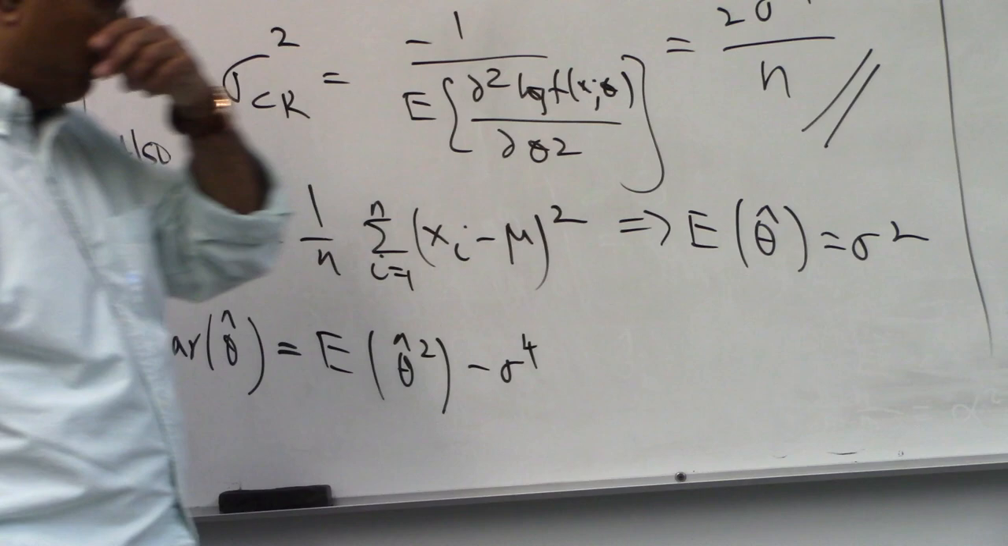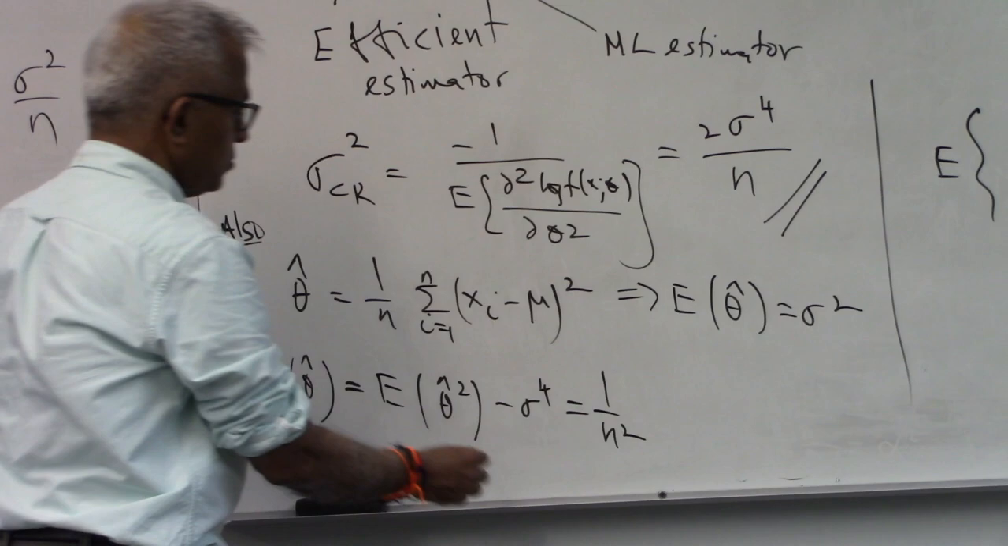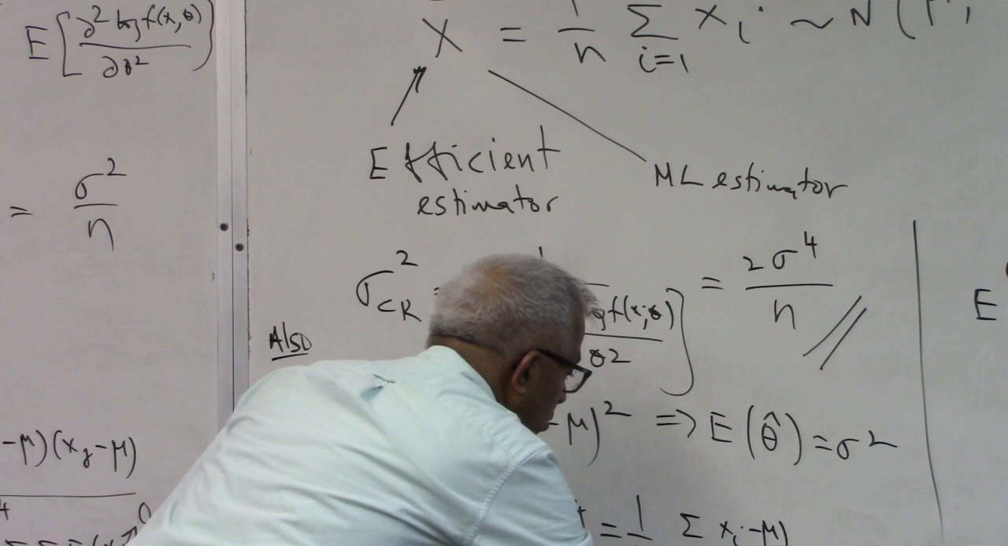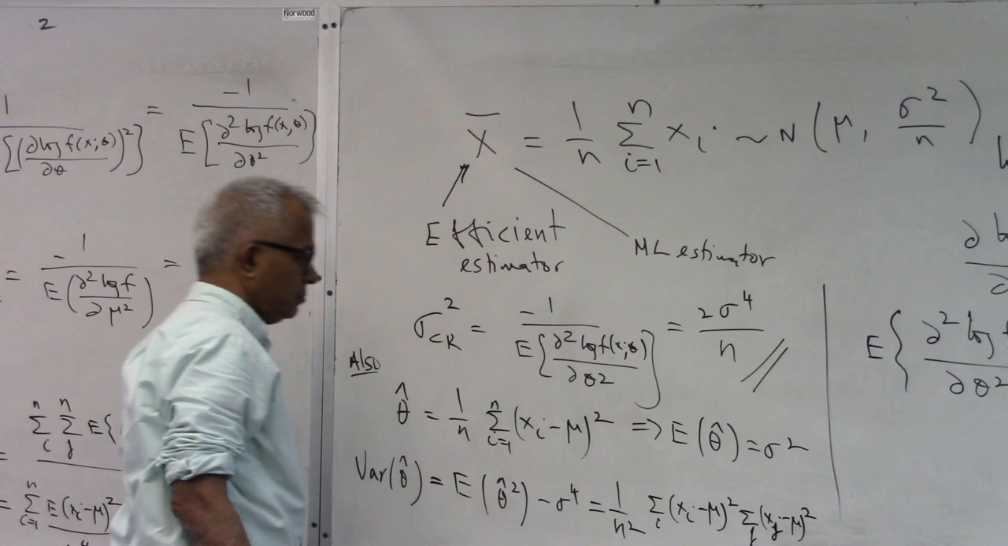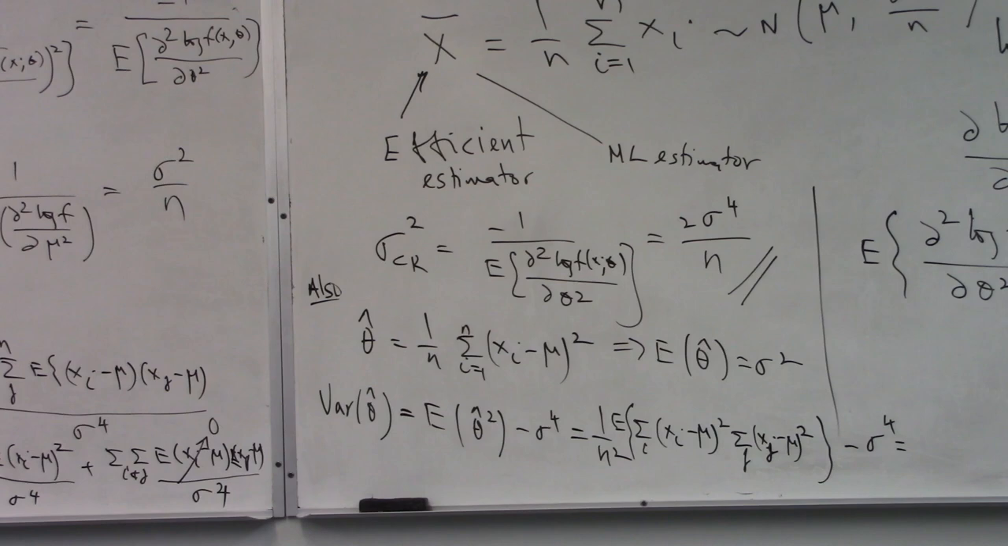So I'm going to do this. You can follow me. This is 1 over n squared from here. I'm going to square this outside. There's already a square here on each term. So then there will be a double summation, a term like this and a term like this, with j. So this will be summation of (xi minus mu) the whole squared, sum on i, summation of (xj minus mu) the whole squared, summation on j. Then you need to do the expected value here, minus sigma 4.